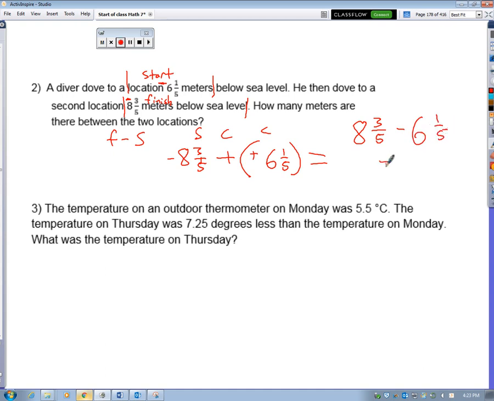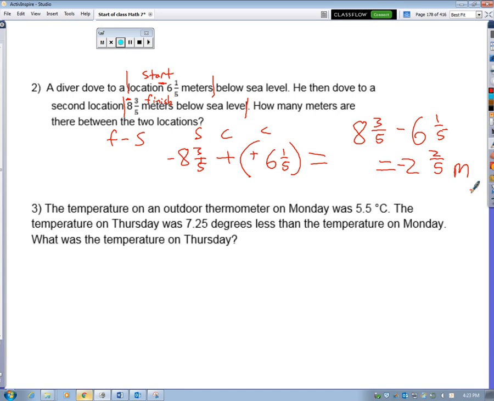I'll write it down here because I'm running out of room. Let's subtract our whole numbers first. That's going to give me 2. Get your numerator subtracted. That's also going to get you 2. And our denominator just stays the same. We're left with 2 2/5. Can't simplify it. That's good news. I didn't feel like doing that anyway. Now let's take a look at what we got. Our bigger number was negative, so that means our answer has to be negative. So negative 2 2/5 meters are between those two locations.